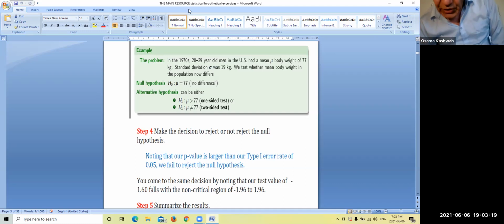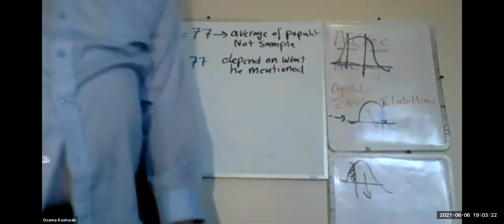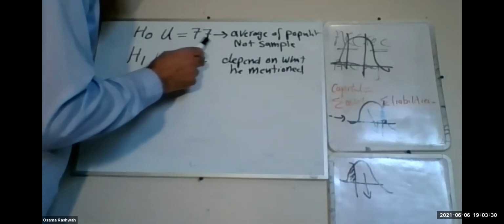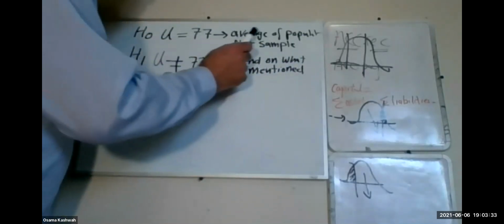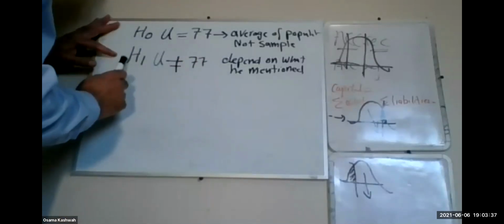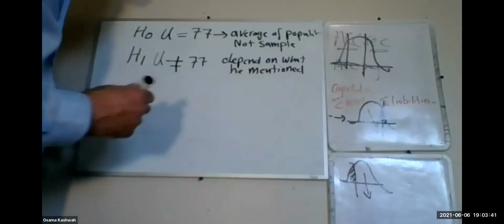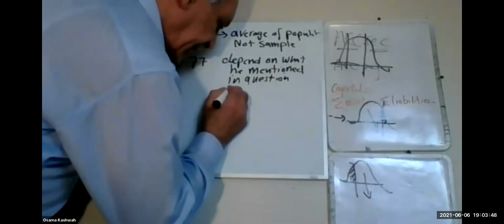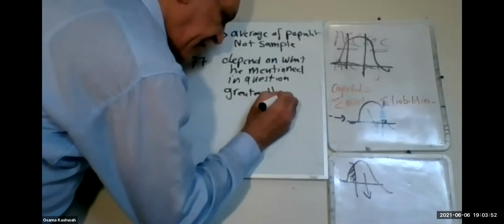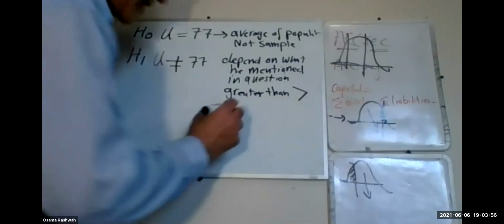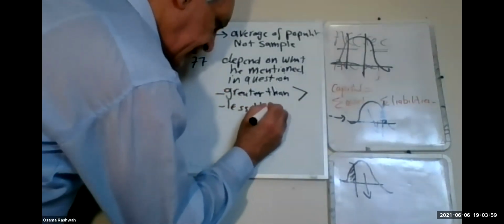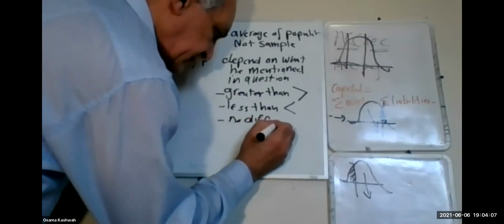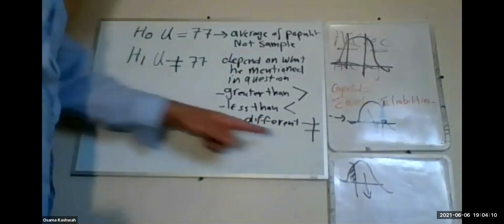And I will stop the screen back and show what I am doing on the board. H0: mu equals the average of the population, not the sample. And H1 depends on what he mentioned in the question. If he said greater than, then this will be the sign. If he said less than, then this will be the sign. If he said no different or not equal, then we'll use this sign.